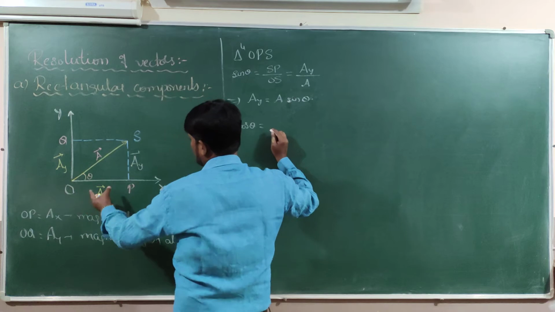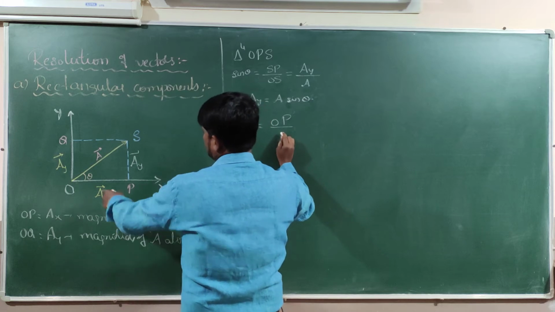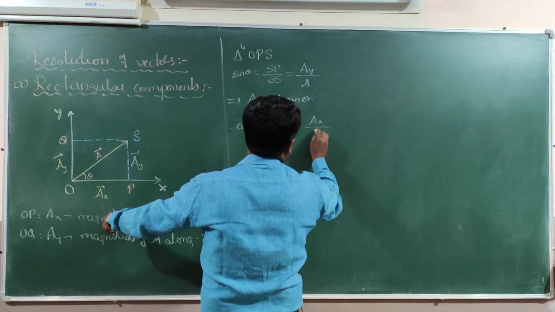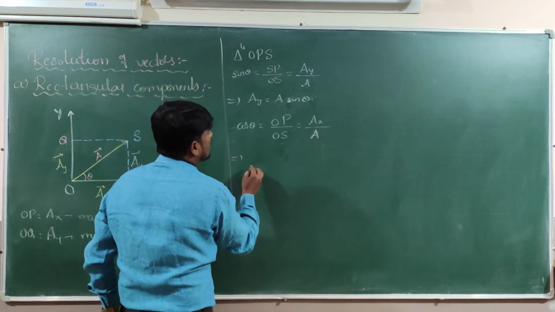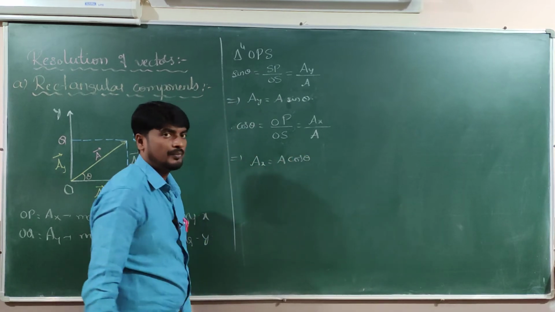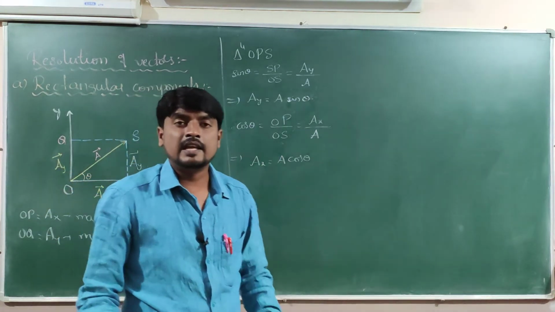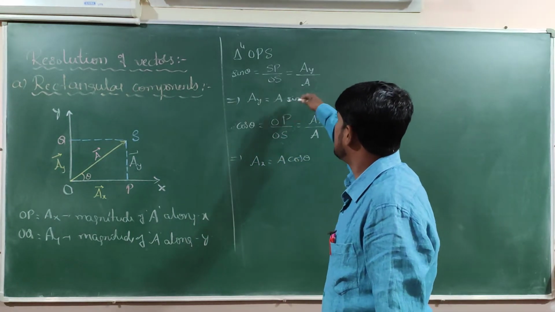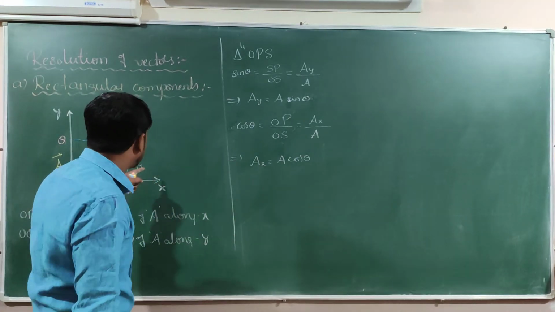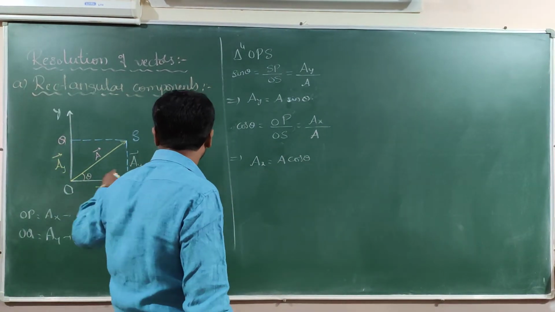Cos theta means adjacent side divided by hypotenuse, that is OP divided by OS. OP means AX, divided by A. Just rearrange, we will get AX is equal to A cos theta. Now friends, let us introduce one more important concept. Already we know that AY is equal to A sin theta, AX equal to A cos theta. So if the value of vector A and theta are given, it is possible to calculate the value of AX and AY.